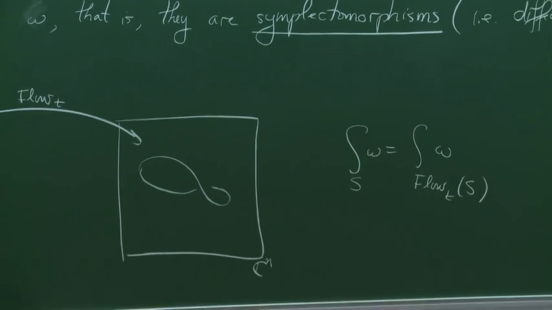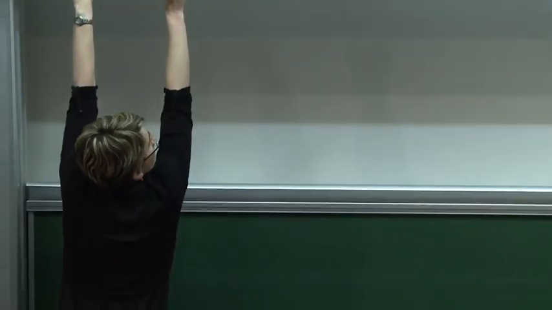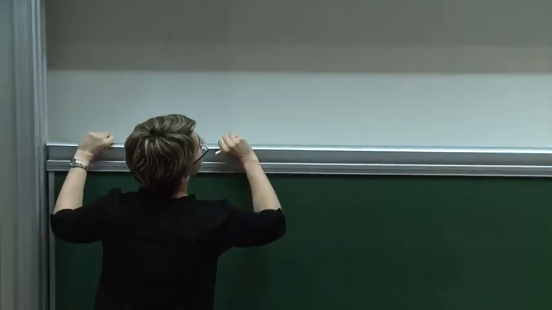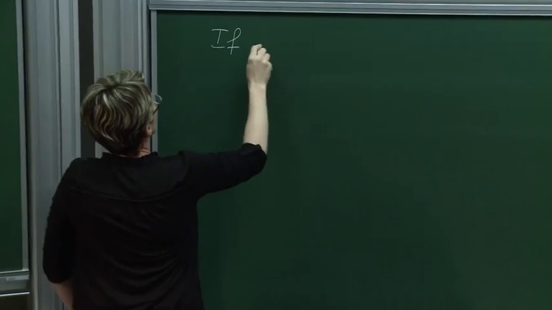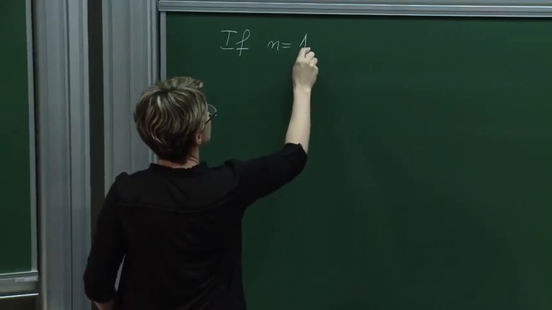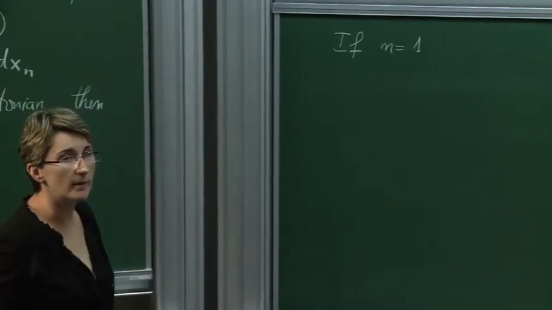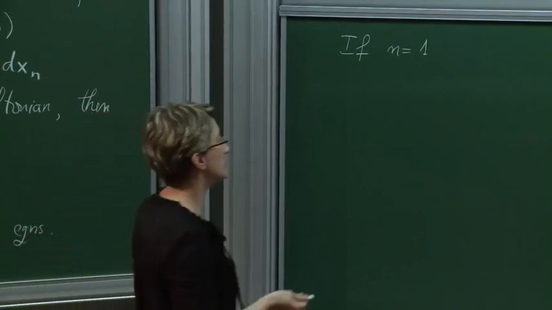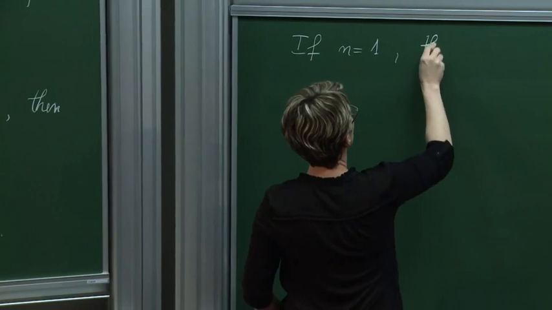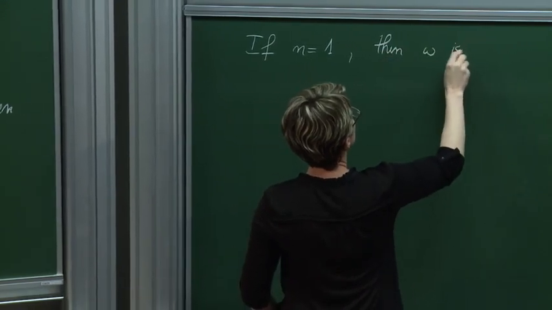Now, what does that mean for us? Well, if the complex dimension n is equal to 1, then omega is a volume form, right? It's, after all, a non-degenerate 2 form, right? Then omega is a volume form.